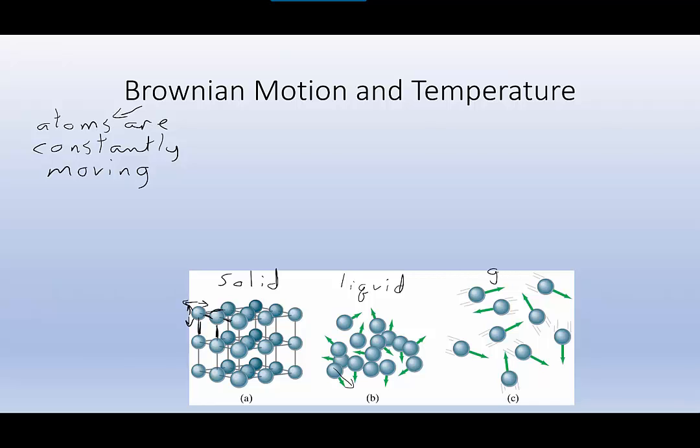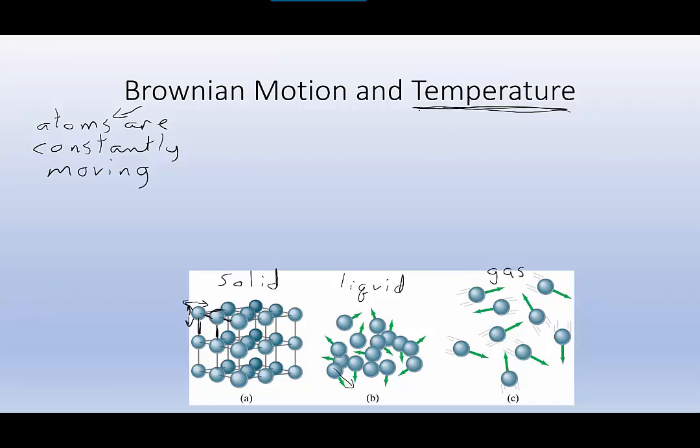And then, of course, we get to the gas. And gas molecules are no longer really bonded to each other much at all, and they can go flying all over the place and fill as much space as possible. Their particular types of motion is dependent on their temperature.